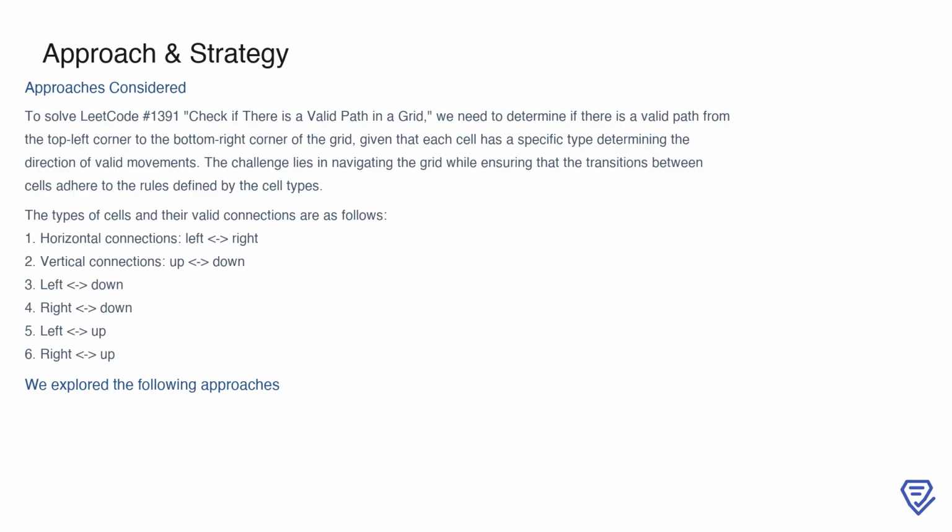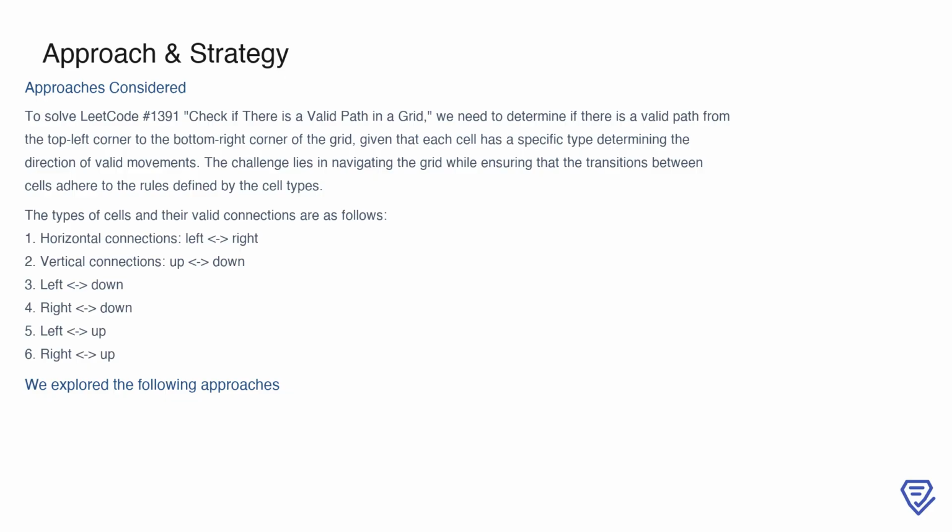To solve the problem of checking if there is a valid path in the grid, we need to consider the unique challenge posed by the grid structure. Each cell in the grid has a specific type, and the connections between cells must follow the rules defined by these types. For example, some cell types allow horizontal movement, others allow vertical movement, and some enable diagonal transitions like left to down or right to up. This means our solution must carefully evaluate the connectivity between cells while adhering to these constraints.